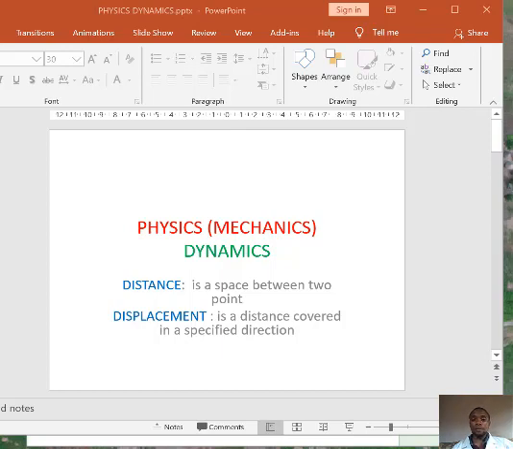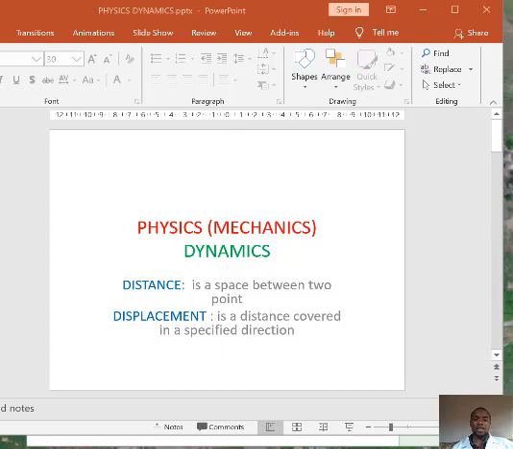First, distance. Distance means a space between 2 points. Meaning you can say the space between point A and B. Or you can say the distance between Lagos and Abuja is 200 kilometers. That is a space. It has a value.